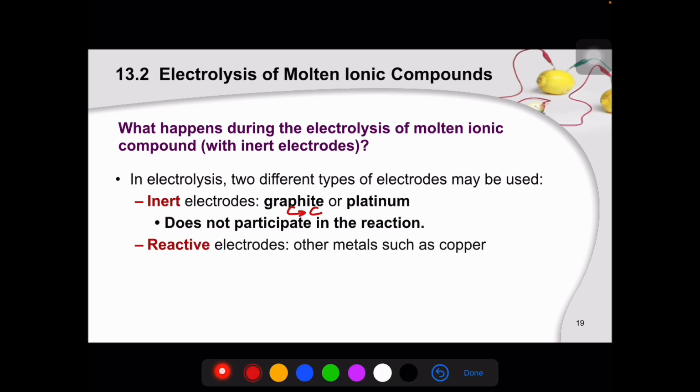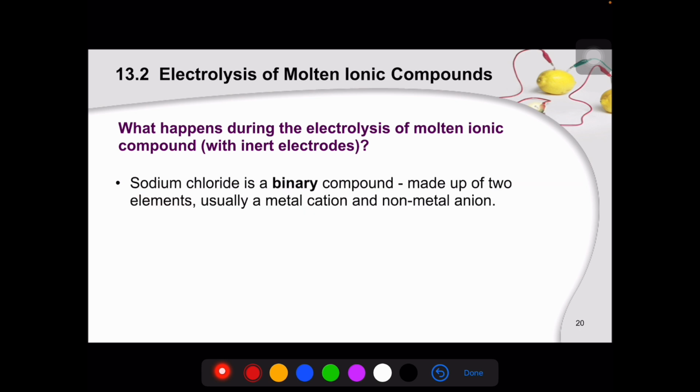Or you may be using reactive electrodes. If it's a reactive electrode, it's a bit more complicated. But for now, we'll just focus on the inert electrodes so that we don't care whether the electrodes take part in the reaction or not. Most of the questions that you will encounter are usually inert electrodes. So let's get started with sodium chloride as an example.